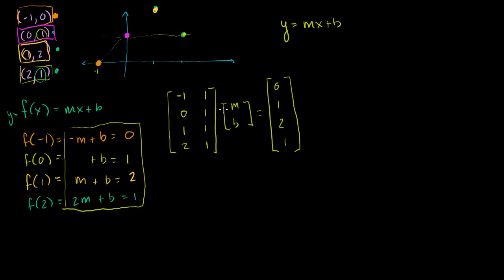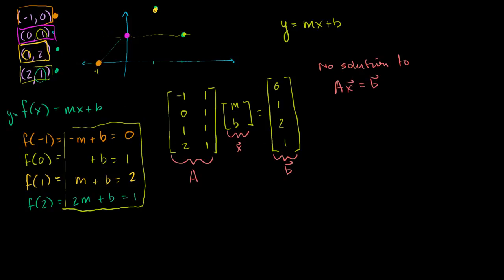-1 times m plus 1 times b has got to be equal to that 0. 0 times m plus 1 times b has got to be equal to that 1. That's equivalent to this statement right here. And this isn't going to have a solution. The solution would have to go through all of those points. So let's at least try to find a least squares solution. So if we call this A, if we call that x, and let's call this b, there is no solution to Ax is equal to b.